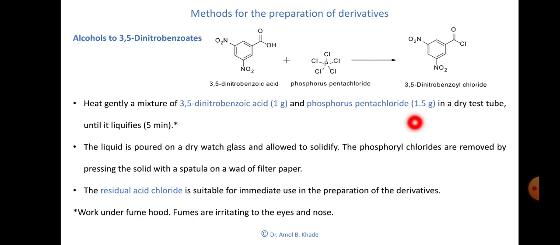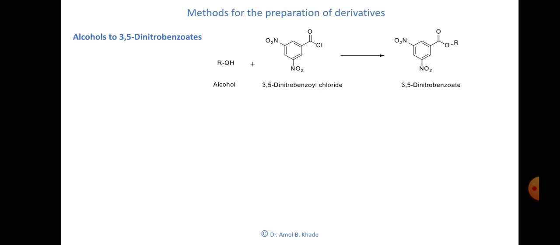So what you are getting is the acid chloride. We have reacted 3,5-dinitrobenzoic acid with phosphorus pentachloride, which has been converted into the residue of 3,5-dinitrobenzoyl chloride. You can see the chlorine atom has attached here. The OH has been replaced by chlorine and it has formed the corresponding benzoyl chloride. Now we have to take this benzoyl chloride and react it with the alcohol. The alcohol is our unknown organic compound.